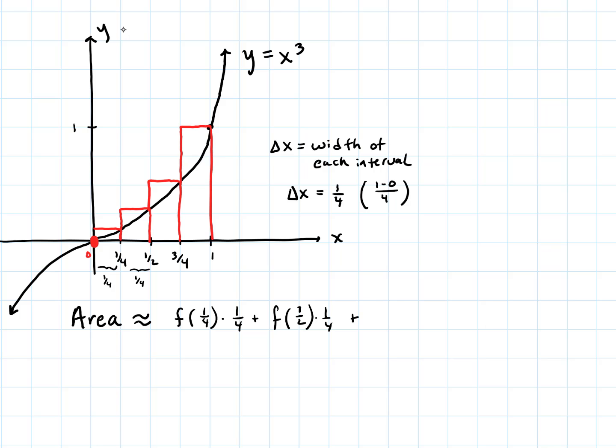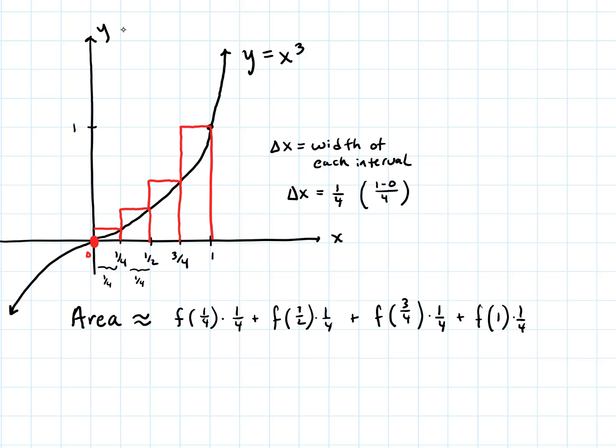Let's get this all on the screen. Plus f of 3/4 times 1/4 plus f of 1 times 1/4. And that gives me my 4 rectangles: 1, 2, 3, 4. Those are the heights of those 4 rectangles. And we could then go in and actually compute the areas. What's kind of nice here is that 1/4 is consistent in all of them, so you could factor it out and then compute them.